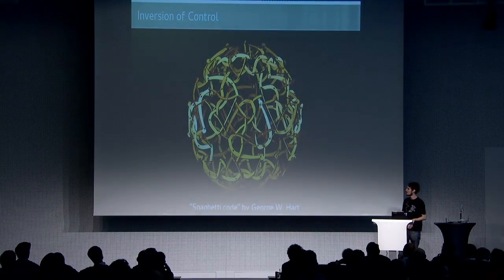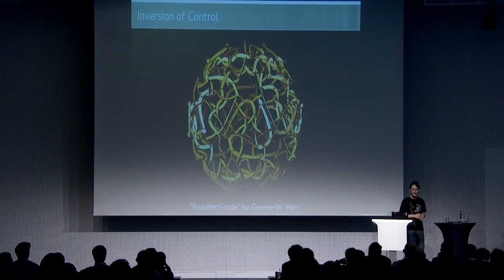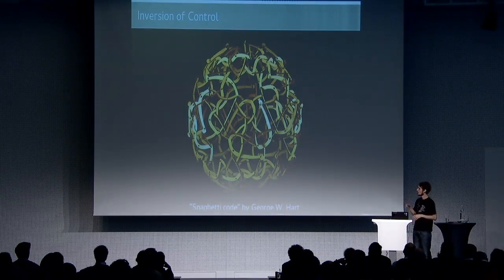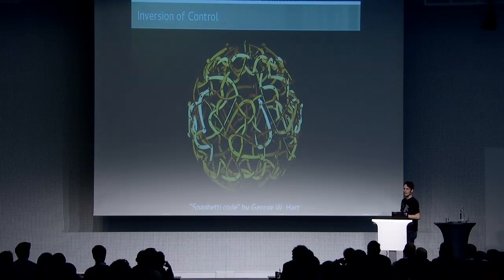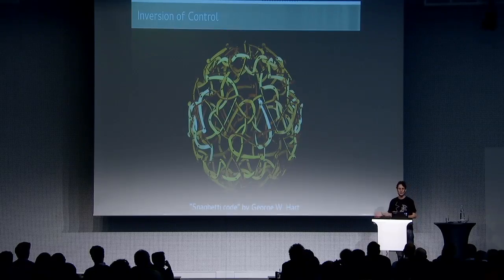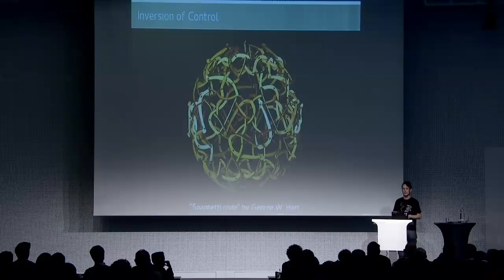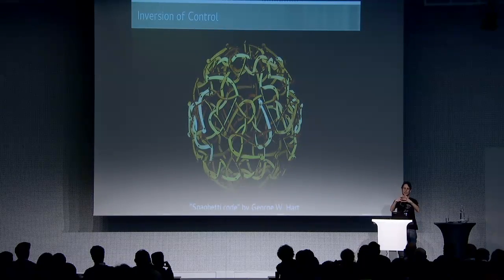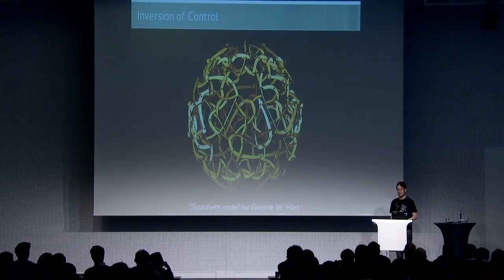This is one of the greatest mathematician artists, George Hart, and his work is called Spaghetti Code. And for some reason, this really represents the inversion of control that accompanies asynchronous programming. You have the core, which is beautiful, but you never write it, you never see it. You just write the spaghetti around it, which is really neat.